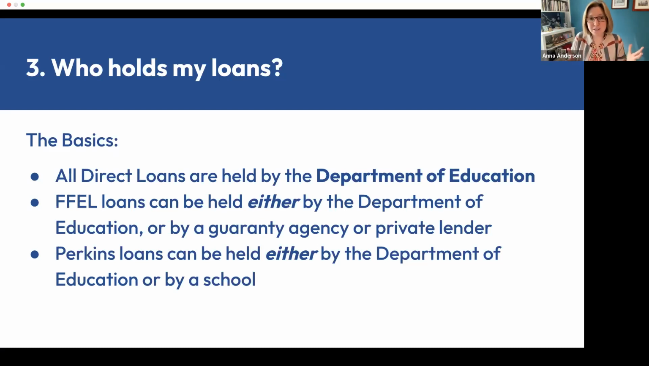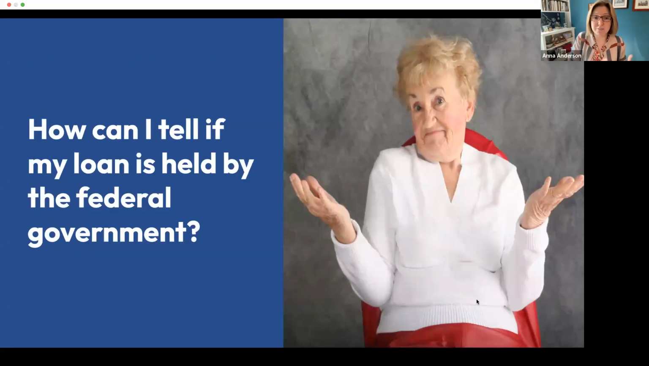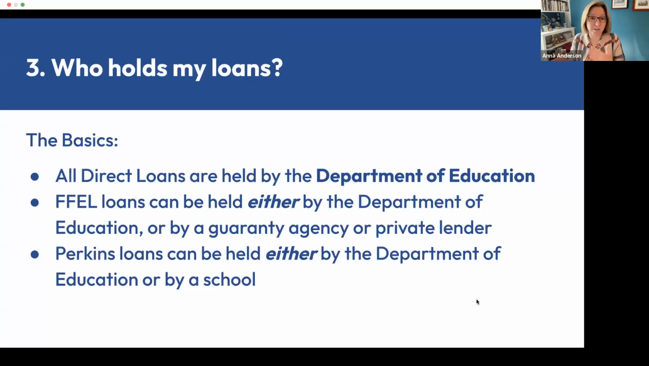And so you really need to know whether or not your loan is held by the Department of Education, by a guarantee agency or a private lender, or by a school. And if you can tell who your loan holder is, then you'll be in a good position to take the next steps for managing your loans, because if your loan is held by the Department of Education, you may be eligible for more relief and more types of relief than if your loan is held by another entity.